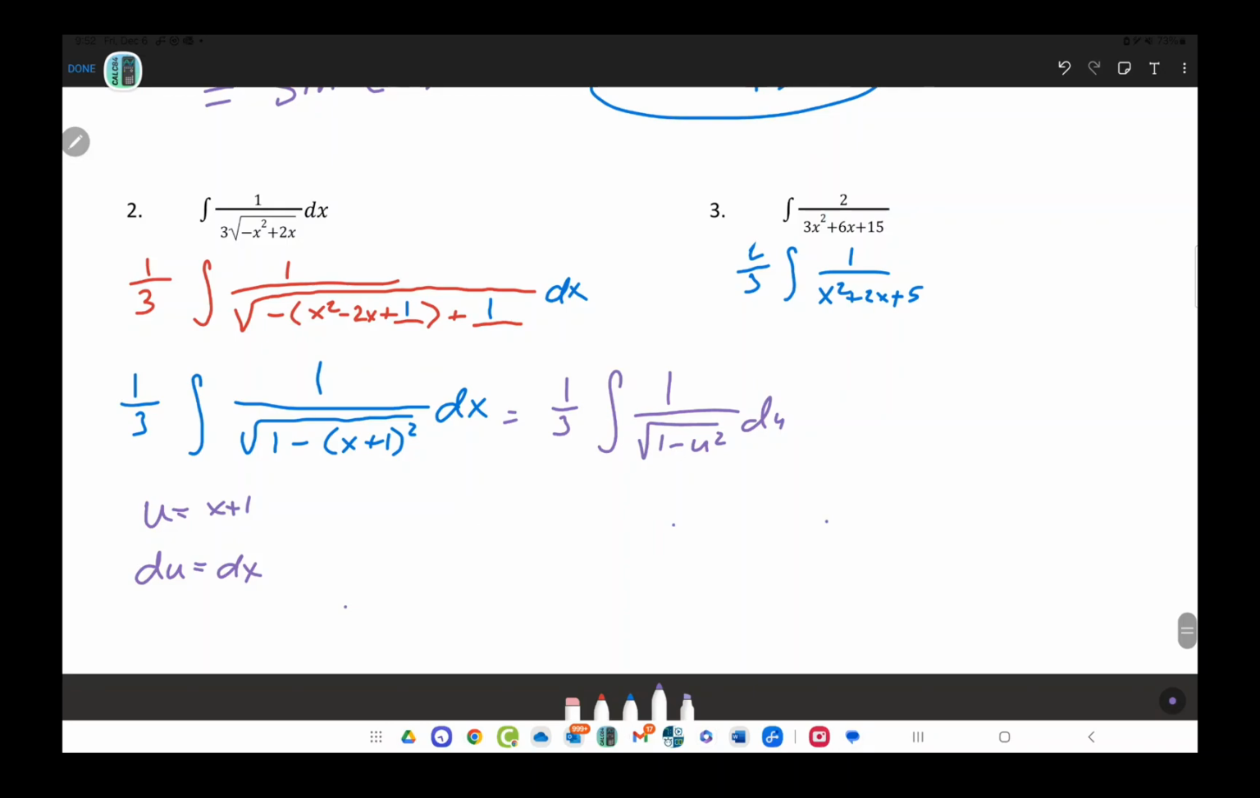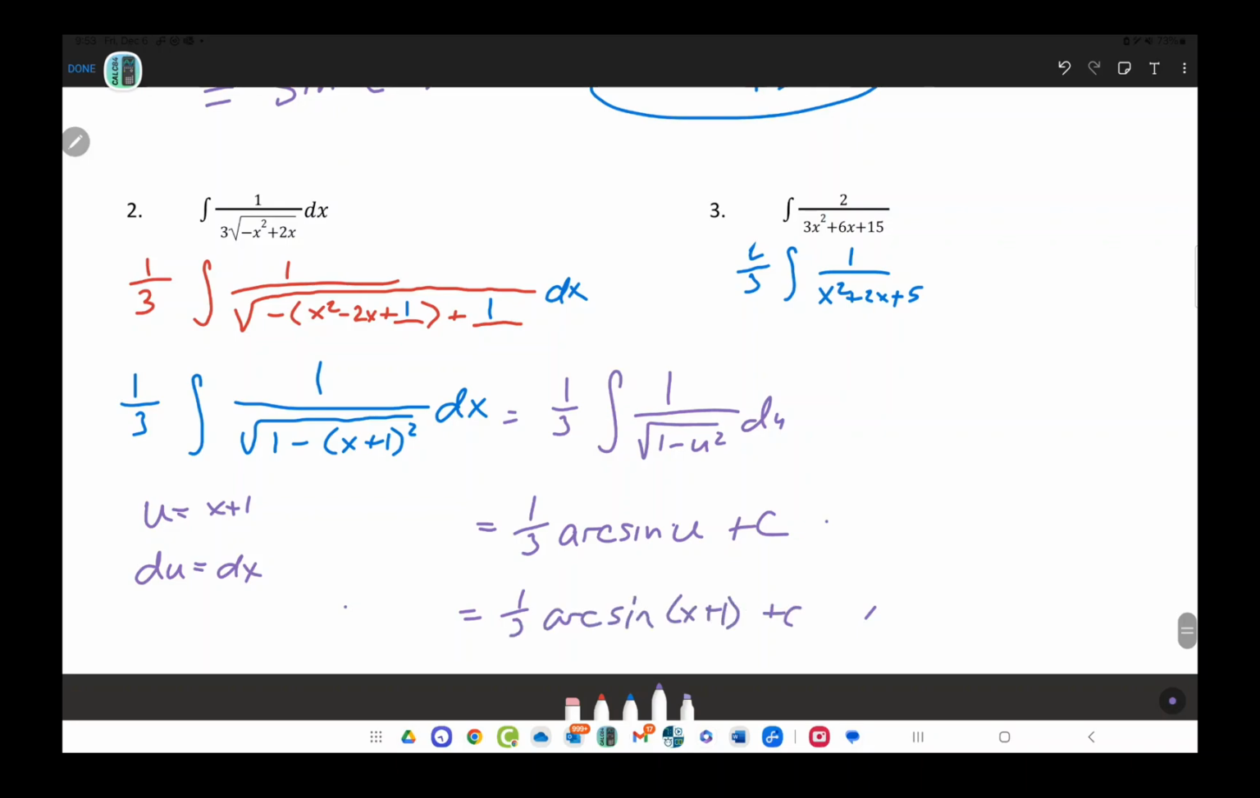Any questions on that? Oh, you divided everything by 3? Yeah, that's why I had the third. Arc sine, inverse sine, I don't care how you do it, I'm going to do both, just to make sure we're okay with it. So we want 1/3 arc sine of x plus 1 plus c, right?